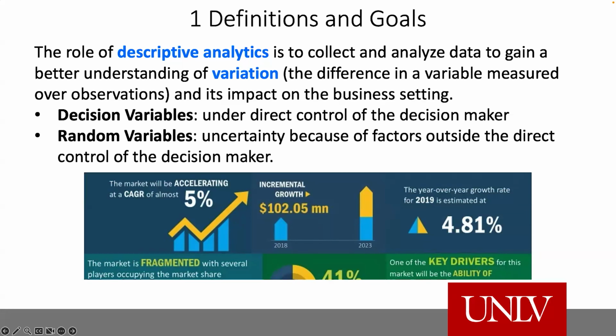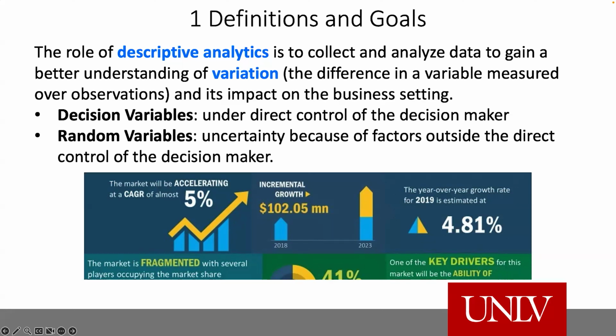So variables can be divided into two types. Decision variables. These are directly controlled by the decision maker. Something like the price of the product, how much inventory to keep, or how much to spend on advertising. Because these variables are under your control, you can change them to influence the outcomes.